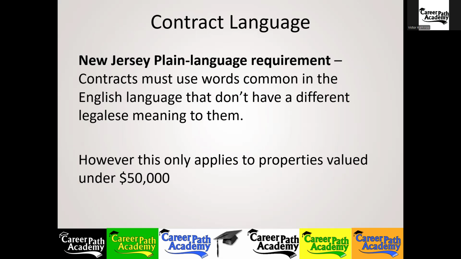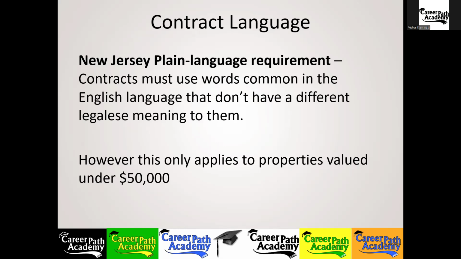New Jersey does have a plain language requirement to be added to all sales contracts. However, it's kind of meaningless, really, because it only applies to contracts for properties valued under $50,000, and there's not a whole lot of them here in New Jersey, are there?